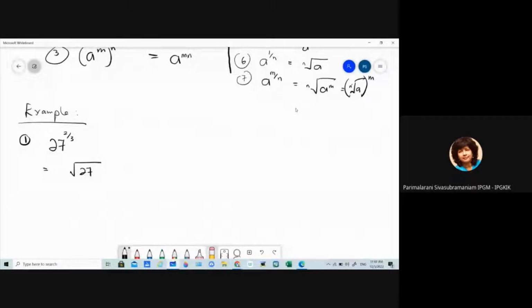Is 3, and either you can put it here, or yeah, it's easier to put it like this. Okay, square. So find the cube root of 27 first. So cube root of 27 is 3. Yeah? 3 times 3 is 9. 9 times 3 is 27. So cube root of 27 is 3, to the power of 2. Therefore, this is 9. Okay.